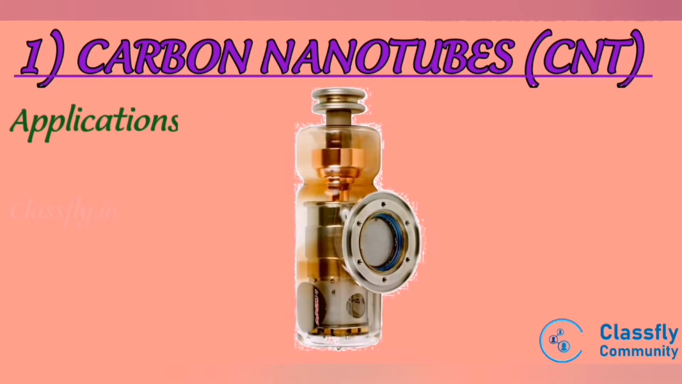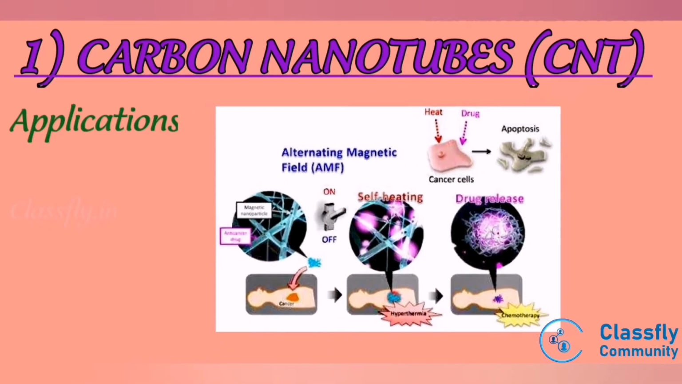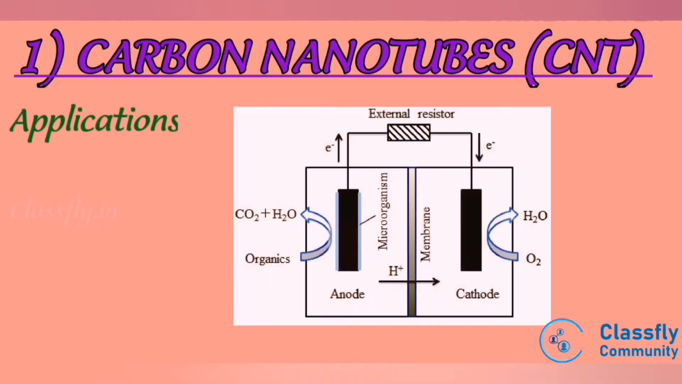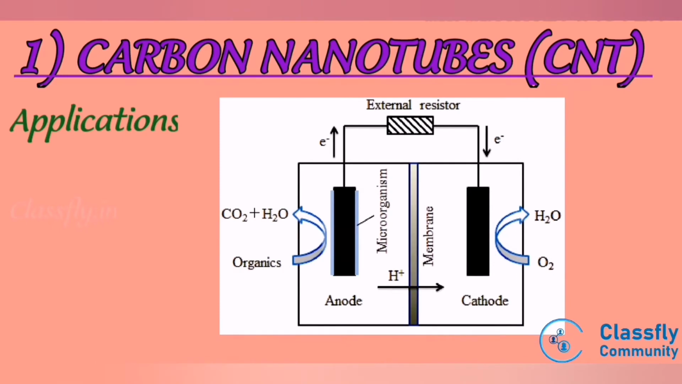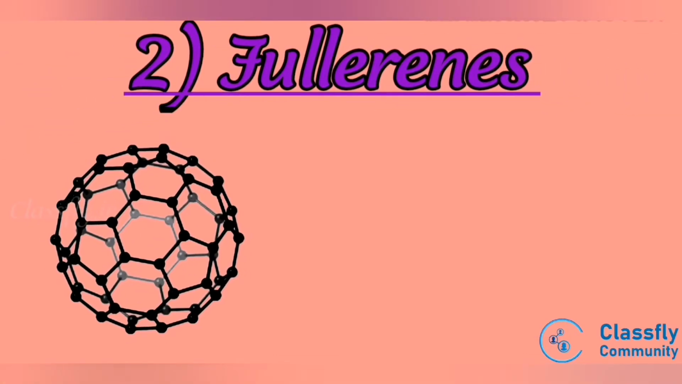Second one is CNTs used in field emission X-ray tubes. Third one, CNTs are used in cancer thermotherapy to selectively kill the cancer cells without affecting nearby healthy tissues. Fourth one, CNTs are used as an electrode material in a microbial fuel cell, that is MFC, for water purification. Next move on to the fullerenes.